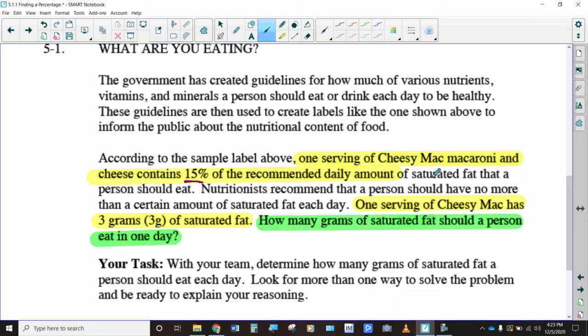And just to clarify, saturated fat is bad, okay? So you don't want to go over 100% of the recommended daily amount of saturated fat, or else it's not good for your heart. Whereas in other situations, vitamin C is good for you, other vitamins are good, so you'd want to make sure that you get that amount or more in your diet. But this one, the maximum should be 100%.